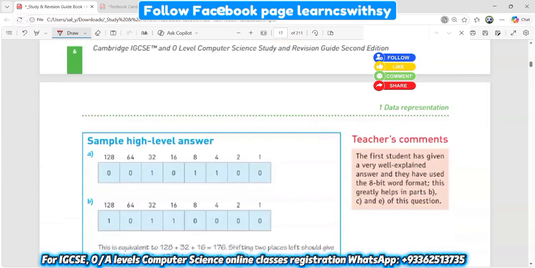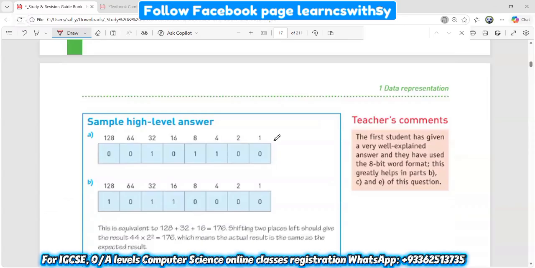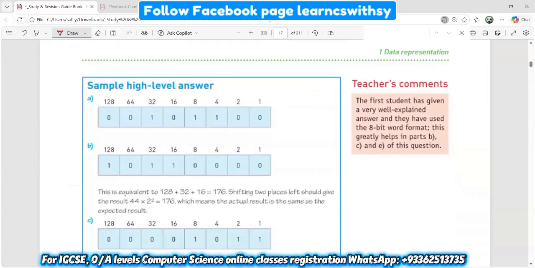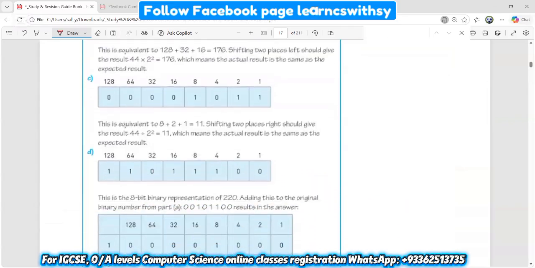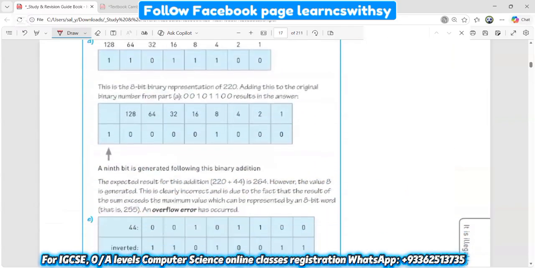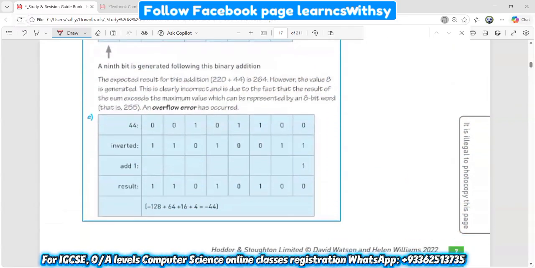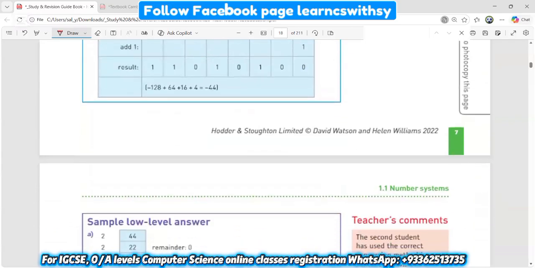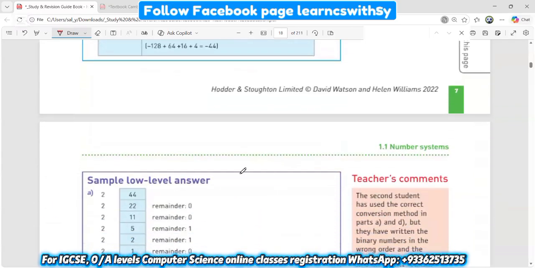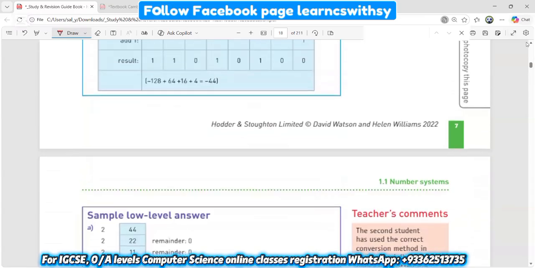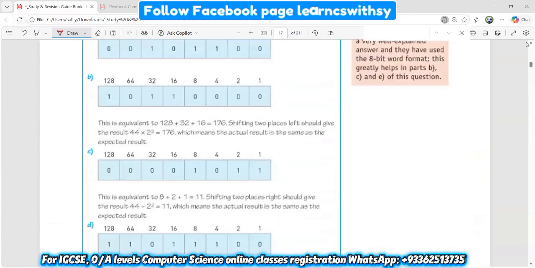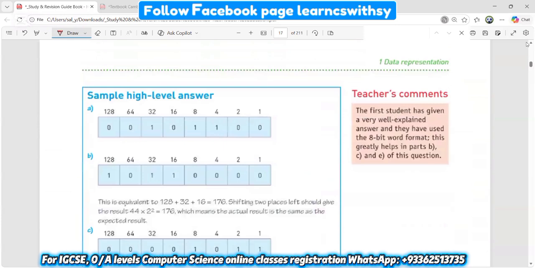Okay, now another important thing is the use of sample high level answers and sample low level answers. Definitely, I'm not expecting that any of us will ever move to the sample low level answers, but just to tell you that sometimes students do make certain mistakes. See, this is the same question attempted by two students, and one student's work is considered a high level answer, and the other a low level answer.